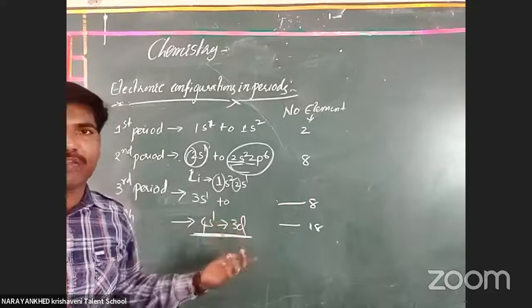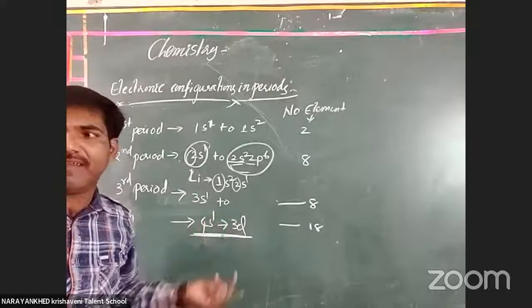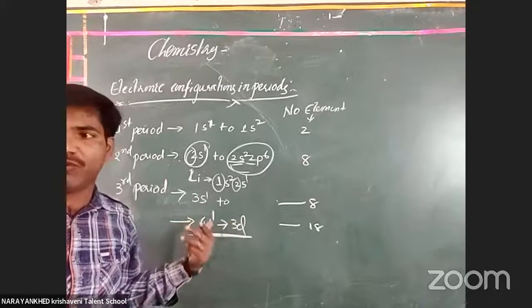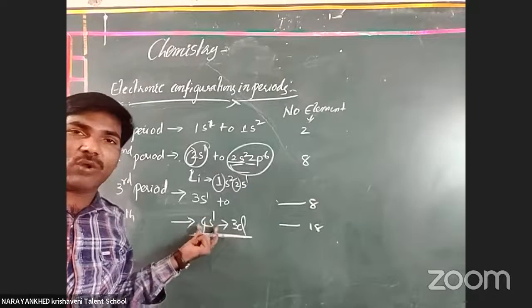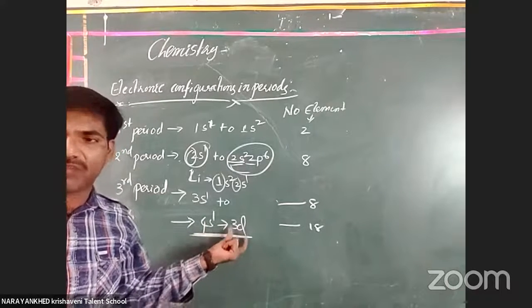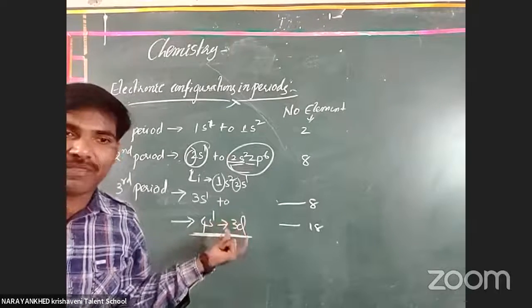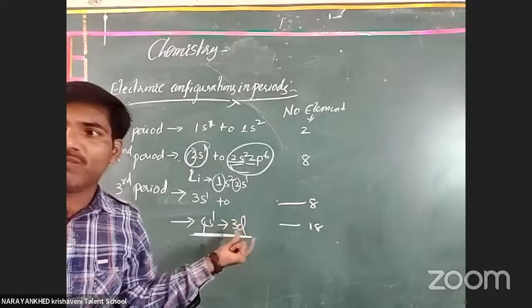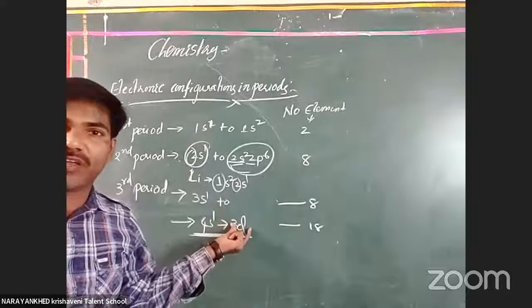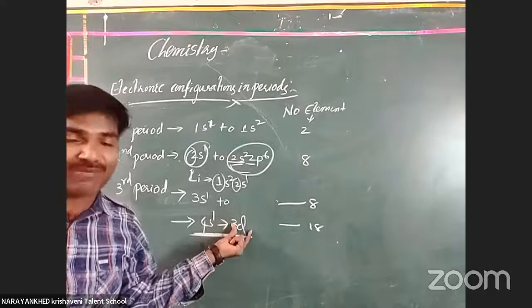Why is it so, you know very well. Electrons first select which orbit? The low energy orbit. You know very well. The 4s orbital is the low energy one, then the 3d. That's why the 3d is called transition, which contains elements with 3d in the electronic configuration. Those elements are called transition elements.